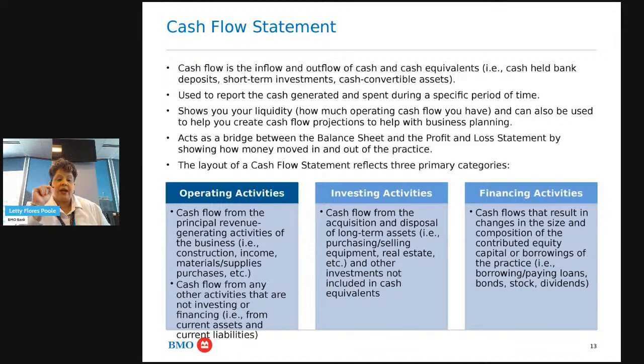Let's go into the definition of all three. Operating activities is cash flow from the revenue-generating activities of the business, i.e. construction income, materials, supplies, purchases, right? So cash flow from your principal revenue, how are you making your money? Also cash flow from any other activities that are not investing or financing, from current assets and current liabilities. That's why you need to know, what are my current assets and what are my current liabilities? Because that's how you're going to know what other operating activities you need to add.